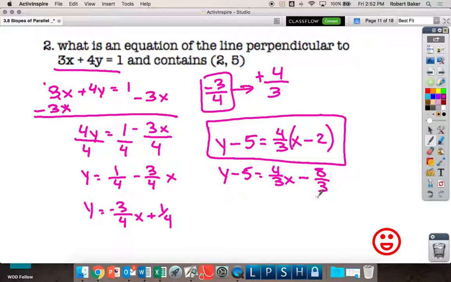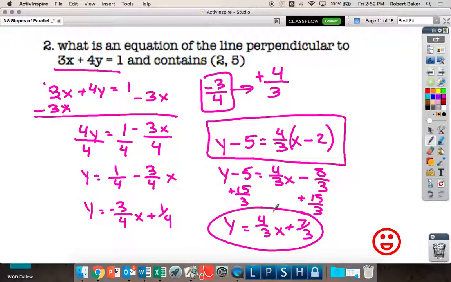You're like, ew, gross, right? You still have to add 5 to both sides. I put 15/3, which is 5, because this has a third as a fraction. Okay. Y equals 4/3 x plus 7/3. Now, look. Here's the only reason I did that. Is this easier than doing this? Yeah. So once you get here, you can use it.